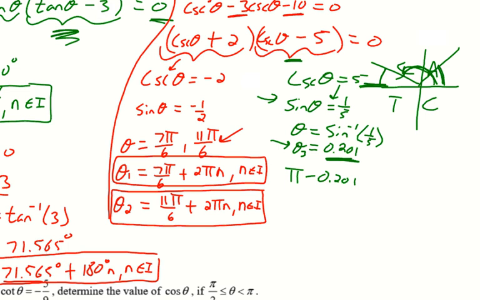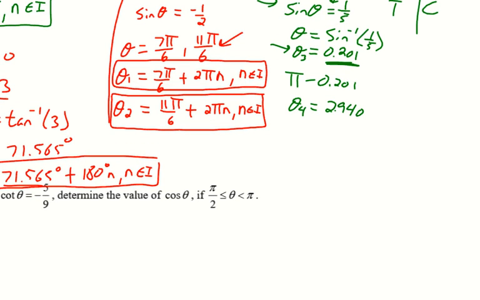So our Q4, if you subtract pi minus 0.201, you get 2.940 radians. In the end, we just need the right way of writing this. So theta 3 would be 0.201 plus, now it's going to be all the way around, 360 degrees, or 2 pi radians around.